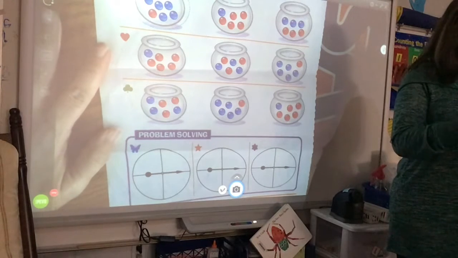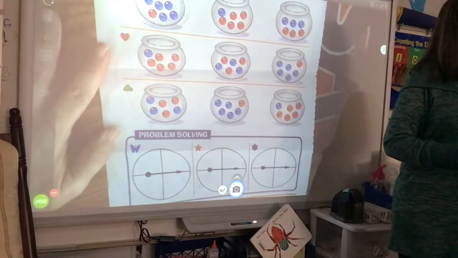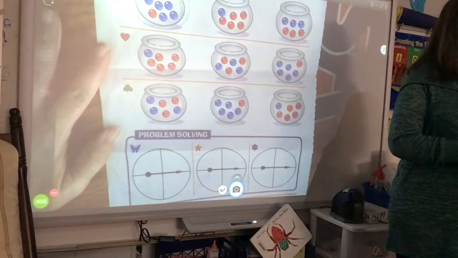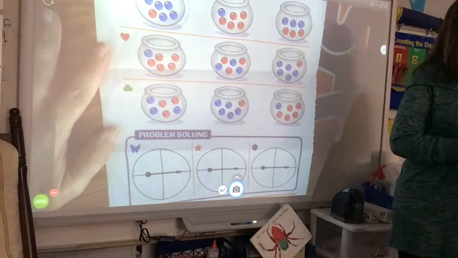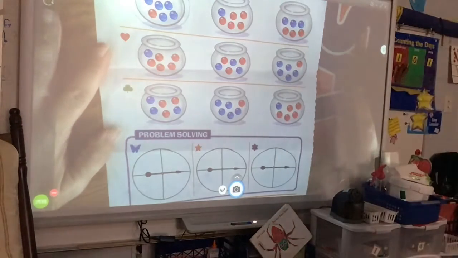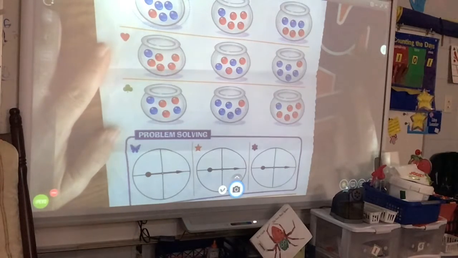Look up here at the row with the ducky. Does everybody see the row with the ducky? Yes. Point to the row with the ducky on your page. I did not ask you to walk or talk. I just said point.